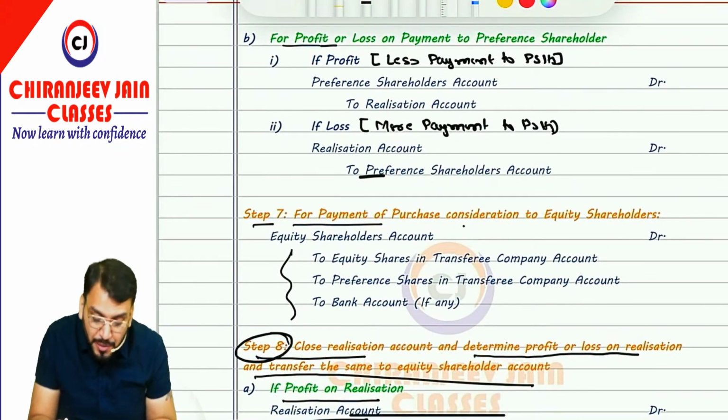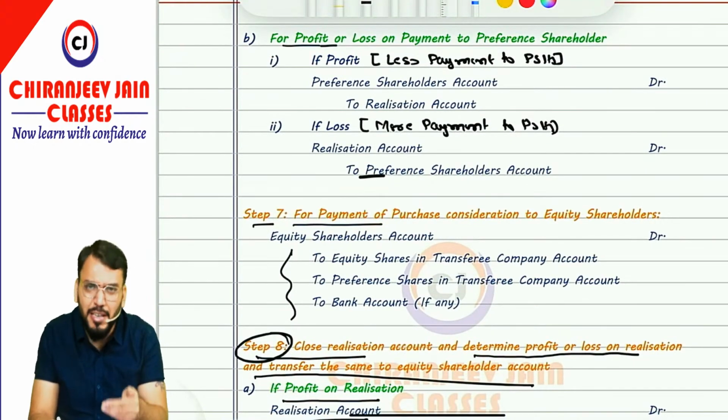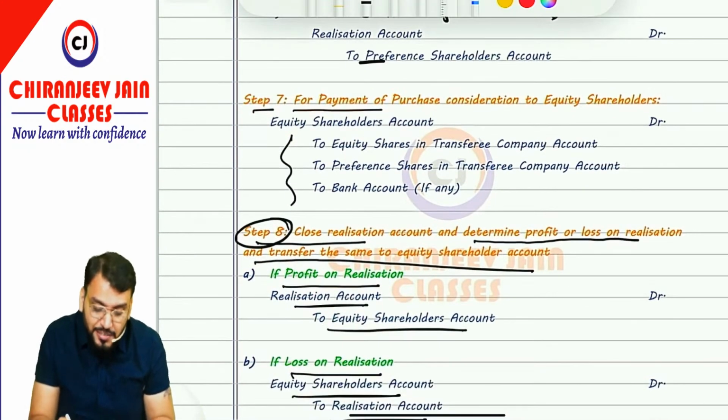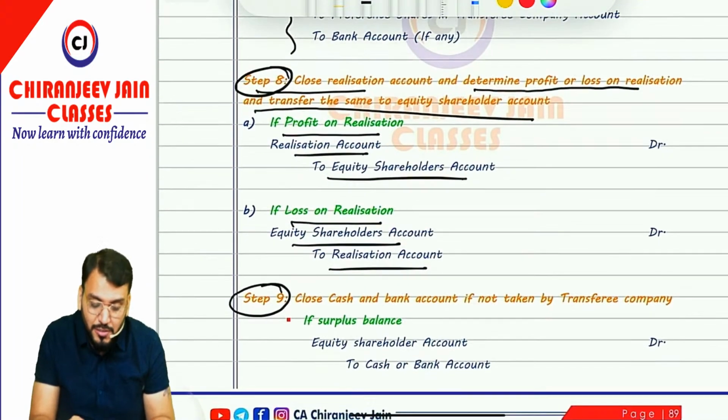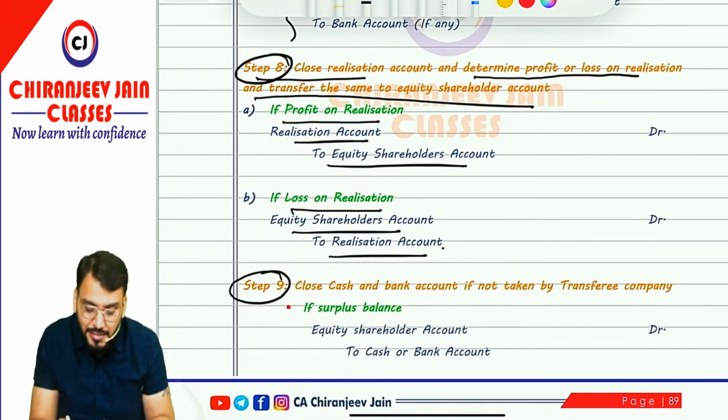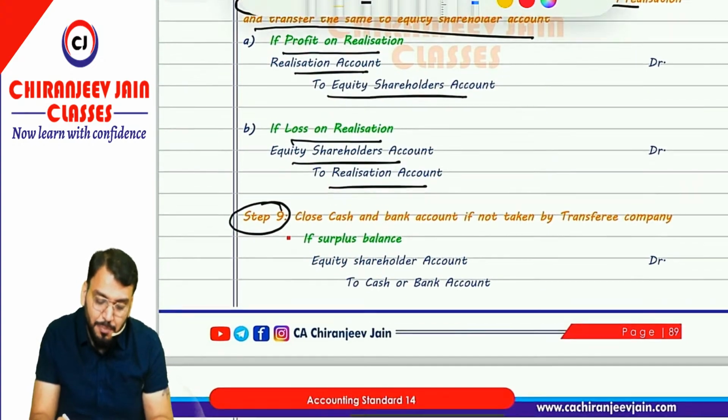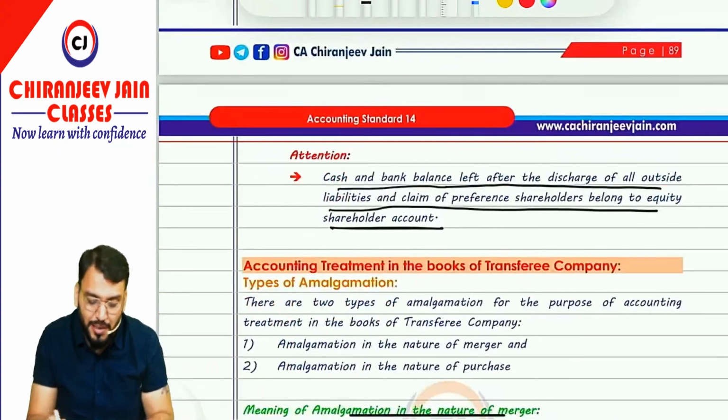Then for payment to equity shareholders, same thing: equity shareholders account debit to equity share, preference share, cash or bank. Then close realization account. If profit, then the journal entry is realization account debit to equity shareholders account. If loss, then equity shareholders account debit to realization account. Close cash and bank account. If surplus balance, equity shareholders account debit to cash or bank. I hope you have understood.